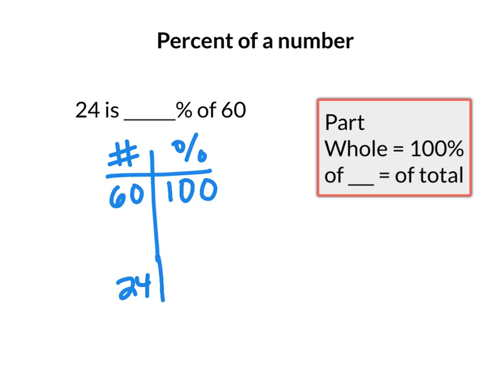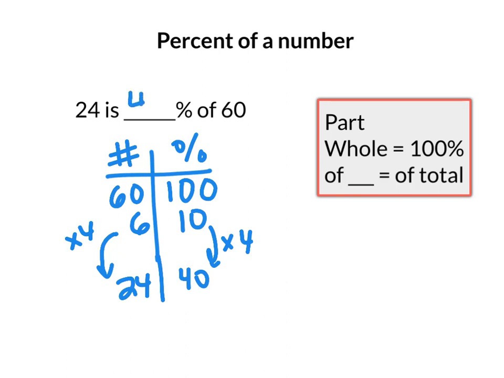So first thing, again, 10% is always the easiest thing to go to. So you want to go to those benchmarks. So 50%, 10%. So 6 is 10%. And then I know that I can take 6 and I can multiply by 4 to get to 24. So 10 times 4 is 40. So 24 is 40% of 60.